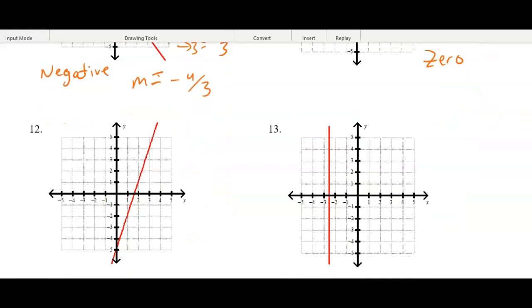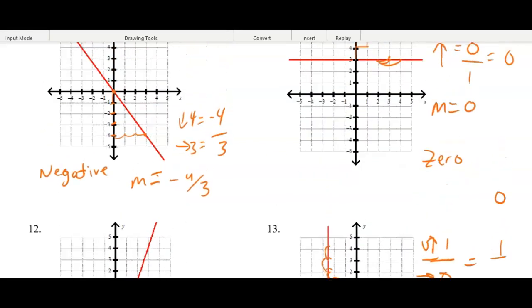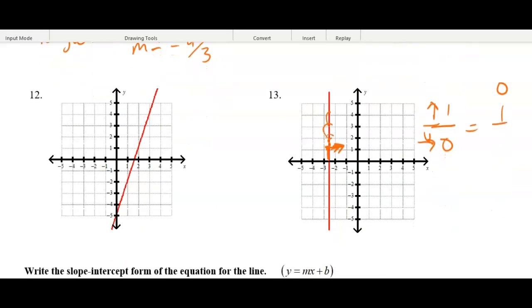Down here, when you pick it, how much are we moving up? Well, we could say we're moving up one spot at a time. But how much are we moving over? So if we're doing rise over run, we're rising up, again, any number you want to pick, it doesn't really matter. Let's say we're rising up one at a time. But how much are we running? How much are we moving over? We're going over 0. Can't divide by 0. So that one we call undefined. You don't have a slope there.